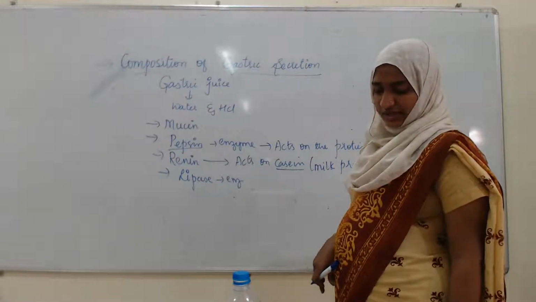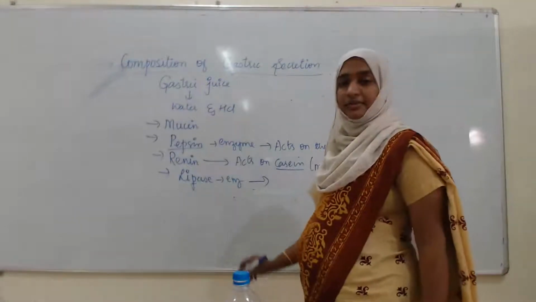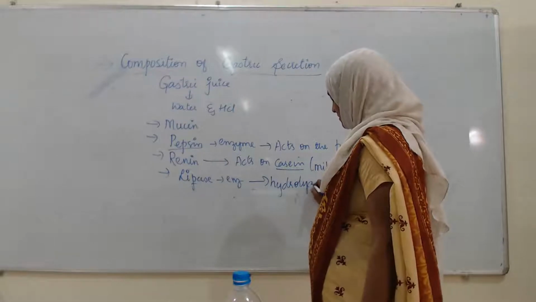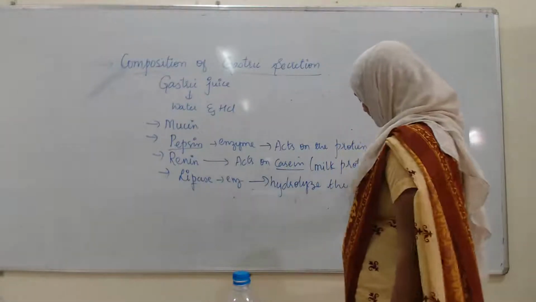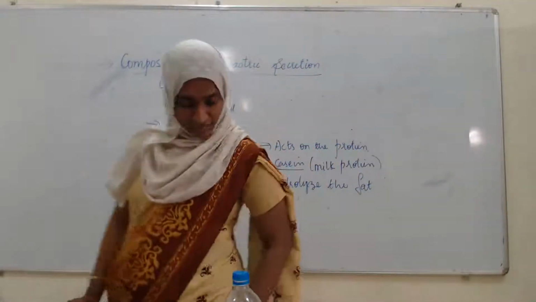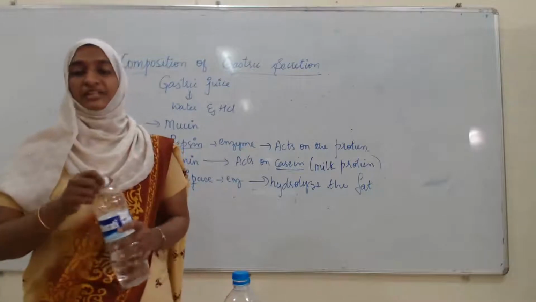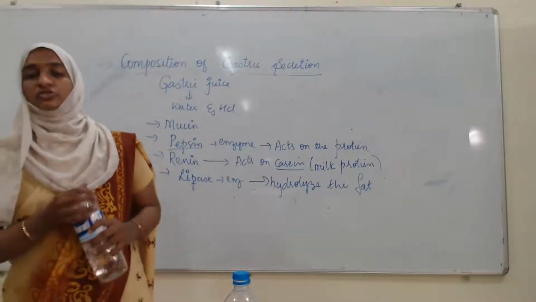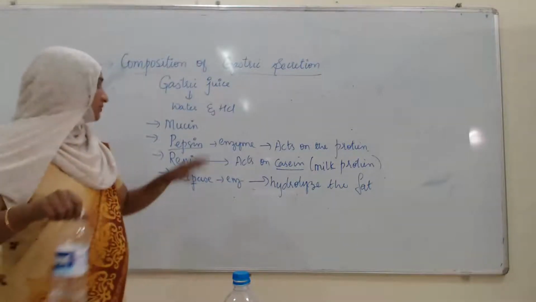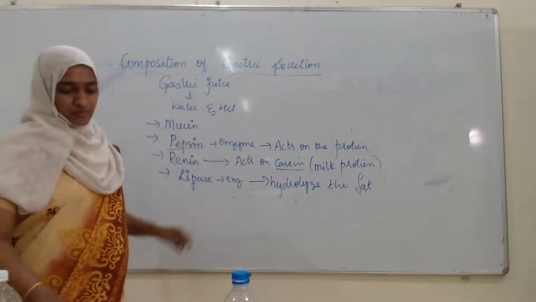Last one, lipase, which is also one of the enzymes; it hydrolyzes fat. So all these components or substances are present in gastric juice, along with water and HCl. First we will see about the mucin.